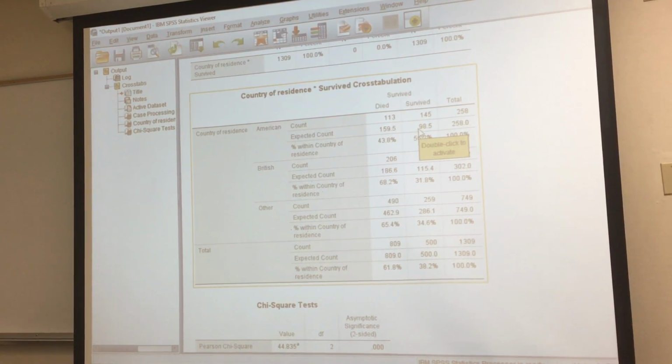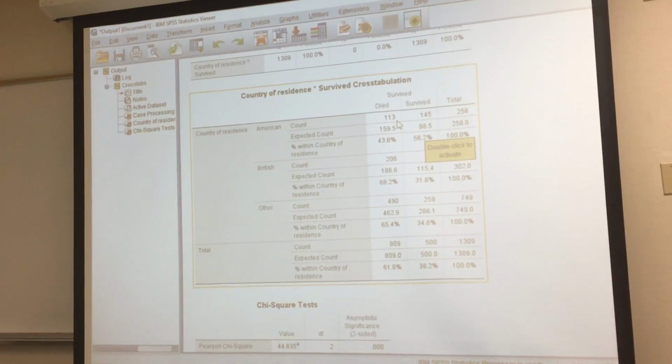And also it's true for survived. If you use this number to multiply this number, out of 258 people, and the chance to survive is 38.2%, there will be 98.5 people survived. So that's on the second row. This is expected count. On the first row, that's actual count. So you can see expected count is different from actual count.